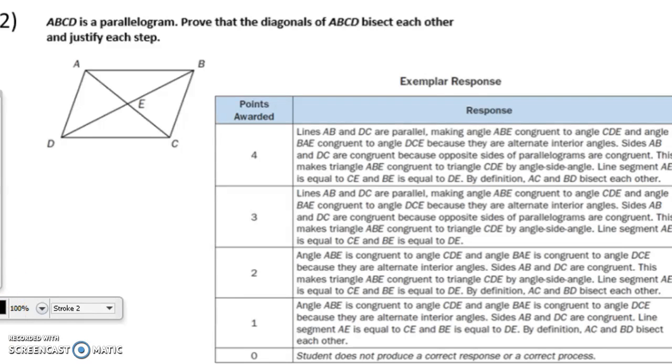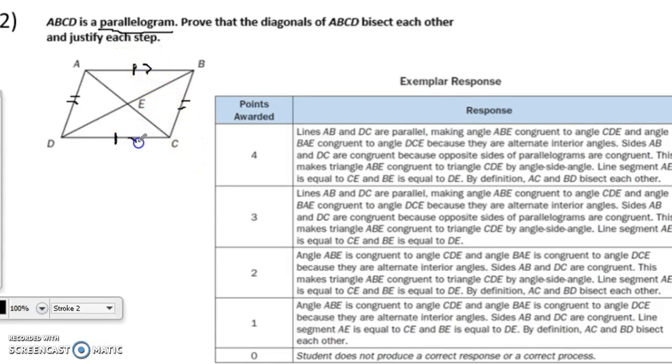The way I usually tackle proofs is I look at the picture and think through it and write down just some notes on everything I know about it. So if I was doing this proof, before I ever started writing my constructed response, I would look at this and say, okay, I know it's a parallelogram. So I know that the opposite sides are parallel, and I also know that the opposite sides are congruent. So AB is congruent to CD, and AD is congruent to BC. I know that because it's a parallelogram. All right? And then I also know that opposite sides are parallel.